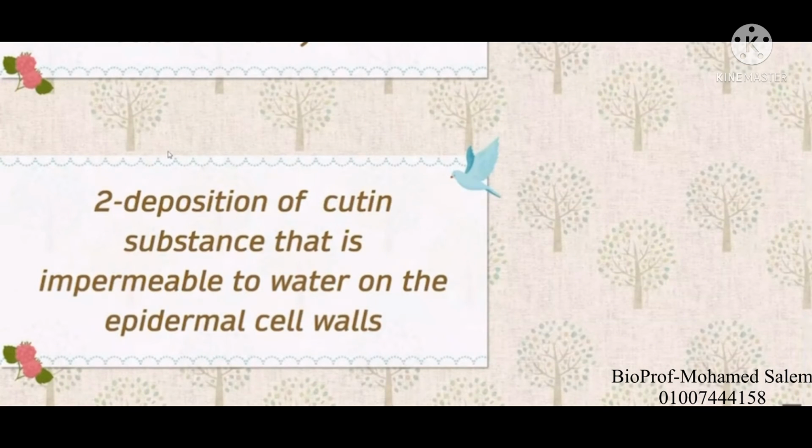Second example, deposition of a chitin-like substance that is impermeable to water on the epidermal cell walls. So it doesn't lose water, and it prevents water transpiration or water evaporation from the plant. It prevents the evaporation of water from the plant because it is present on the epidermal cell walls, the cells in the outer skin of the plant. So it prevents the water from losing, and it is considered impermeable, meaning it doesn't let water pass.